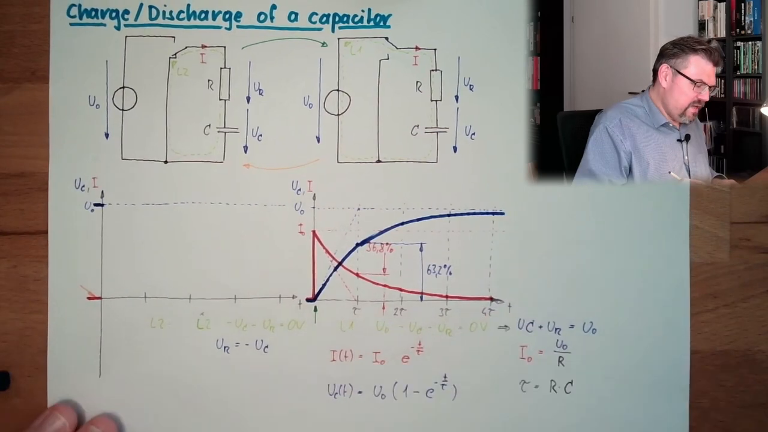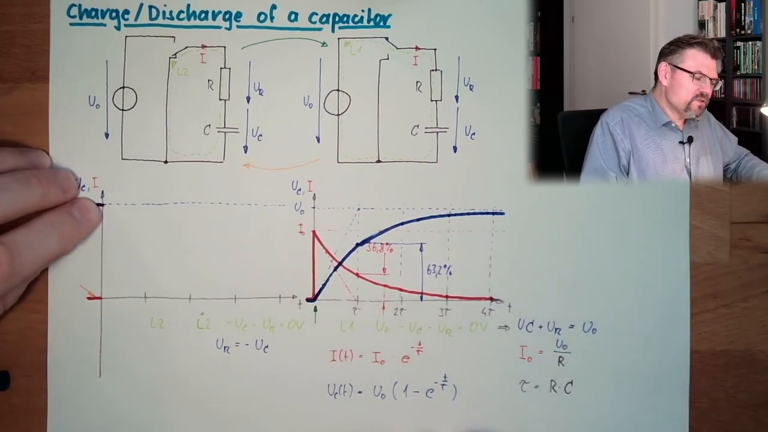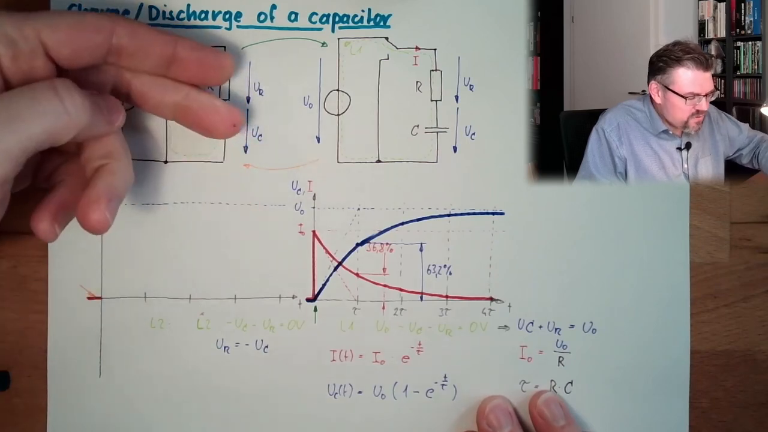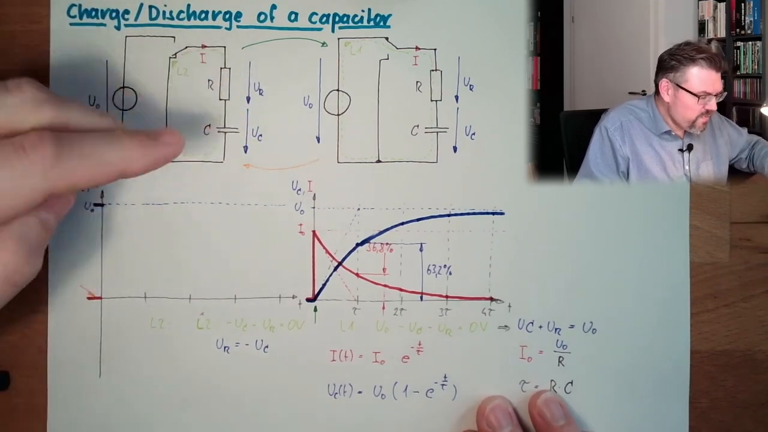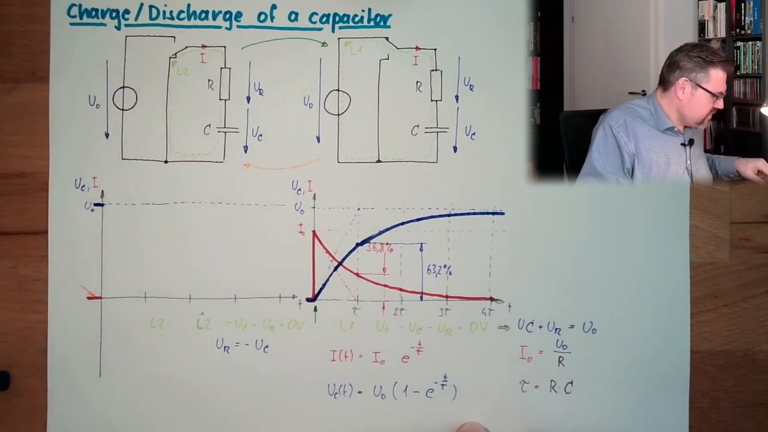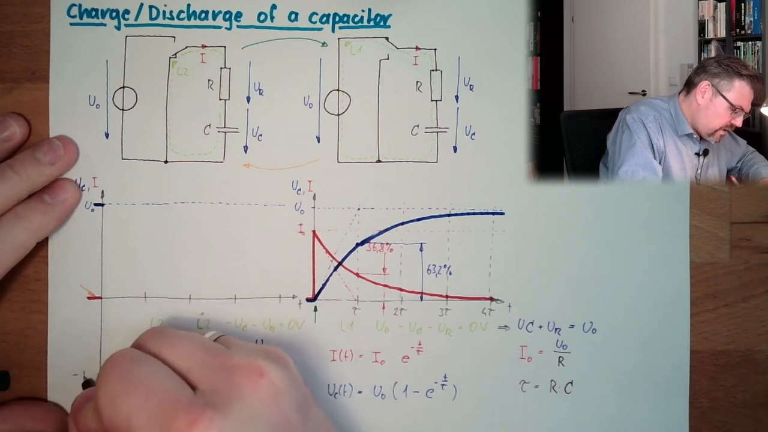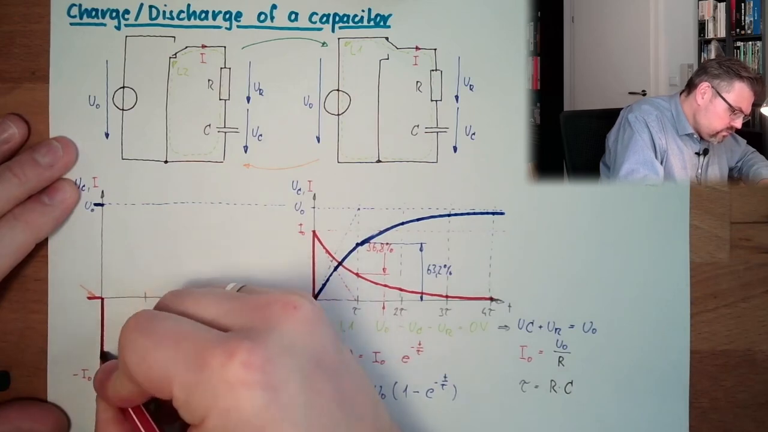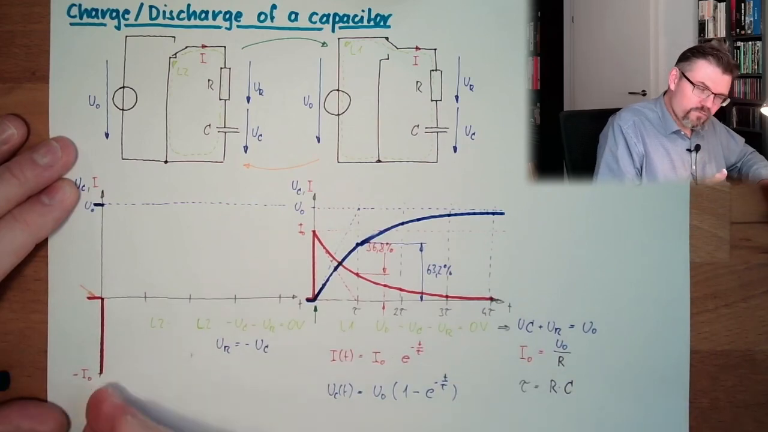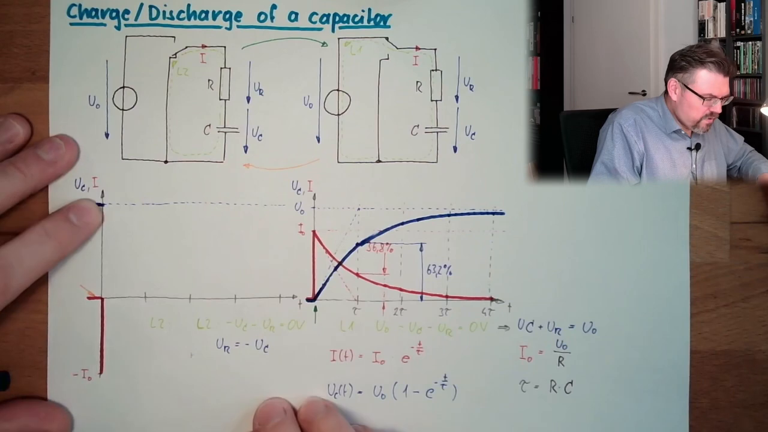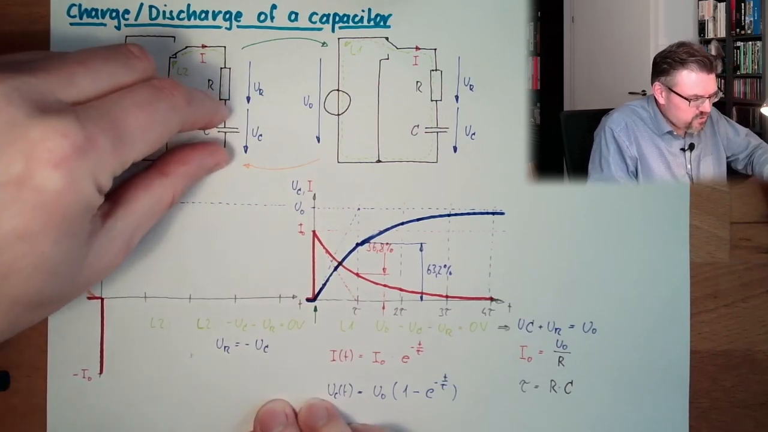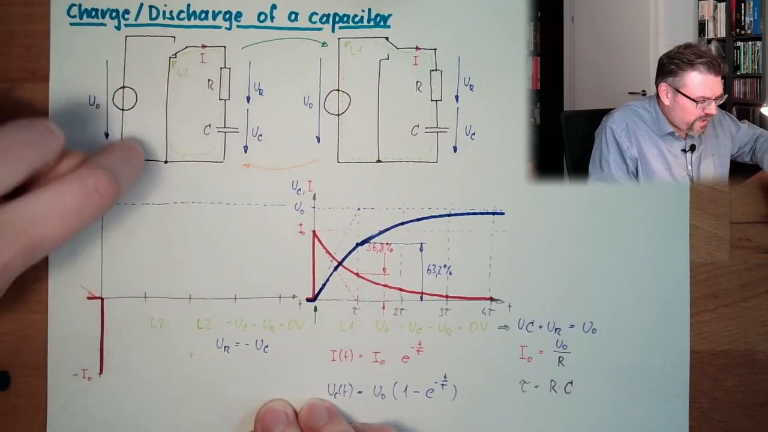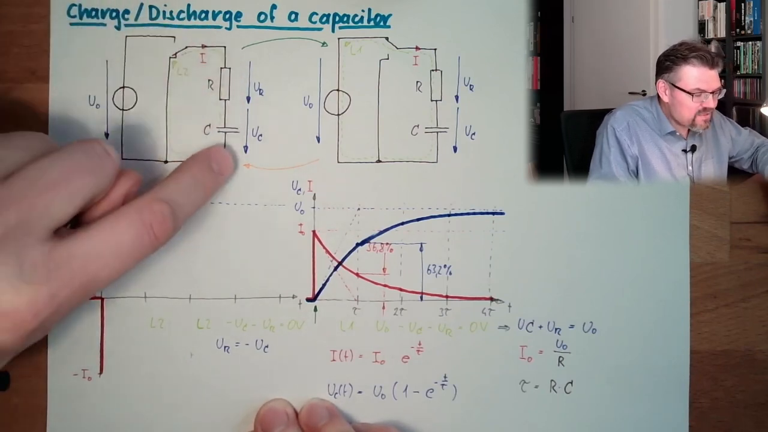What does it mean? In the first moment, there is no current, so UR is minus UC, so it's minus U0 because we are charged to U0, and the current is jumping to minus I0. This is what the current is doing. Because the capacitor charge is U0, and then we switch and UR becomes minus U0, and the current is running in this direction, against, so it's minus current, and the capacitor is starting to discharge.